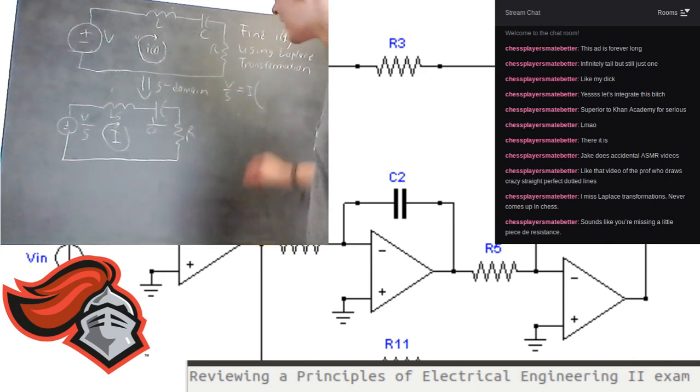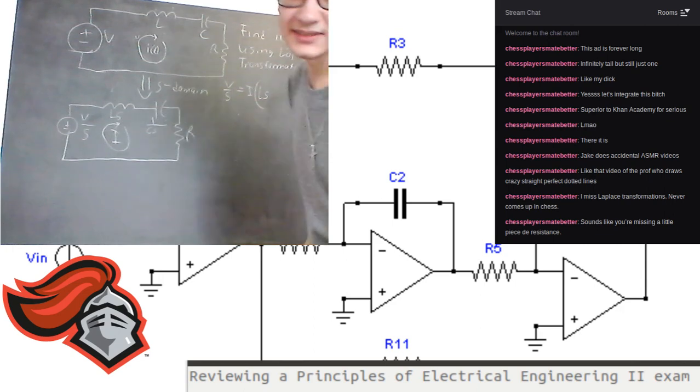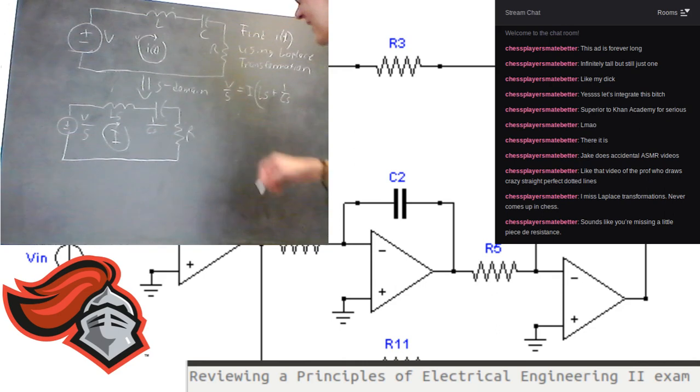So we got LS. Sounds like I'm missing a piece de résistance. Like, you mean with regards to my chalk just having friction against the chalkboard? Because yes. Oh yeah, that was a resistance joke. I see, because I forgot the value of the resistor. That was good. I appreciate that one.